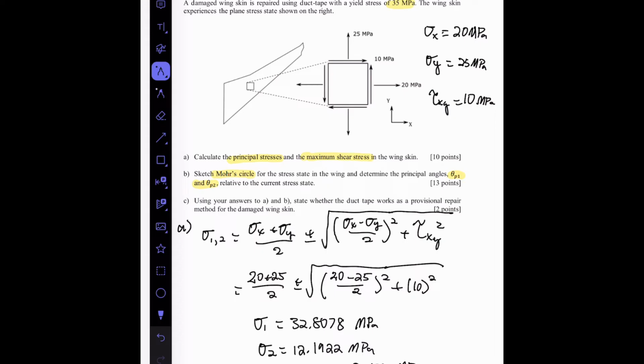Okay, and we have our principal stresses and our maximum shear stress. So that's part A. You can also find tau max by using this term up here, but since we already have the principal stresses, might as well use them. All right, on to part B.